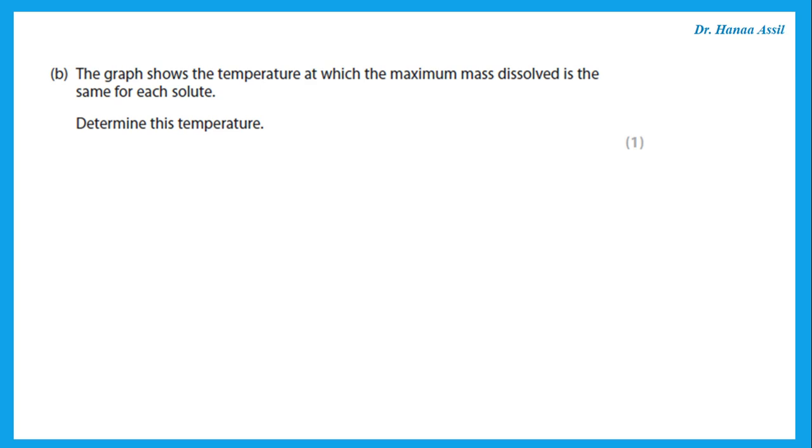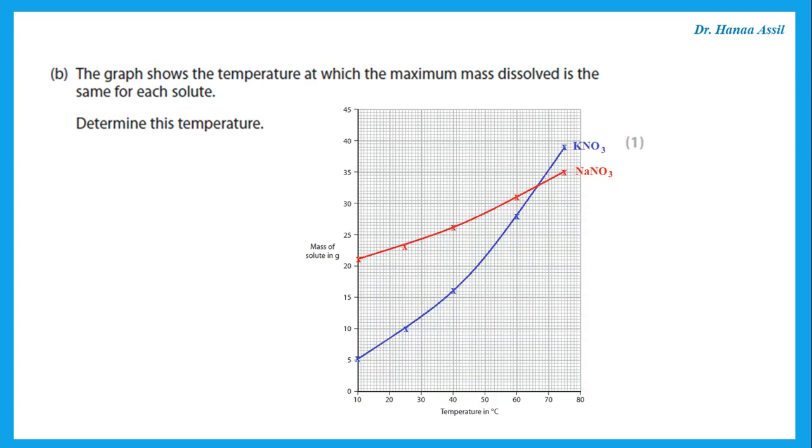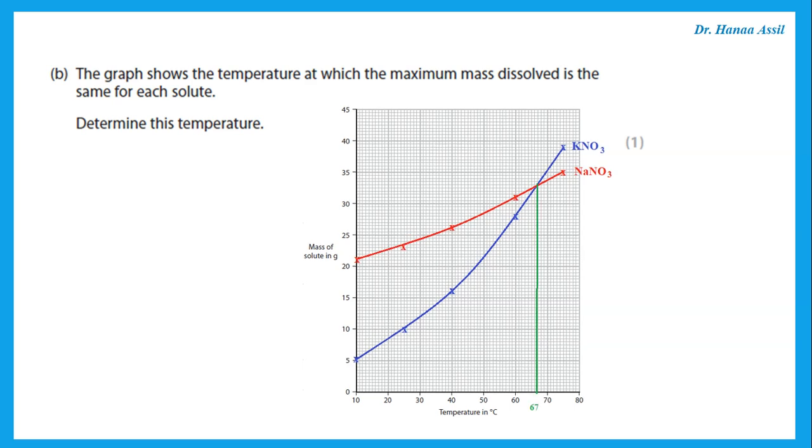The graph shows the temperature at which the maximum mass dissolved is the same for each solute. Determine this temperature. Where is it that the maximum dissolved at a certain temperature is the same? So at a temperature of 67 degrees Celsius, the mass dissolved for each of them is the same.